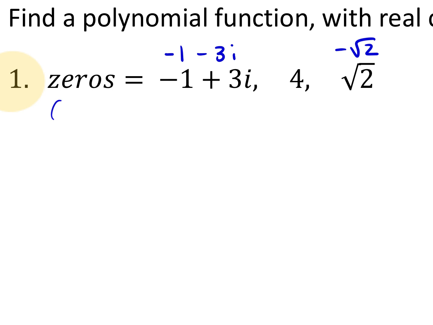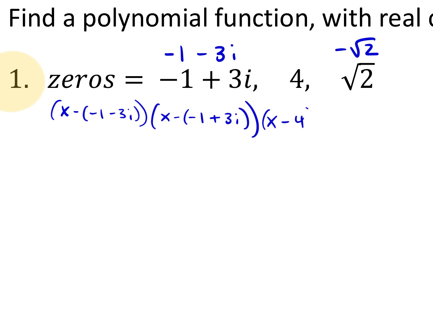So I'm going to start by writing it in factored form. Remember, it's always x minus the number. So we have x minus (-1 minus 3i), and then x minus (-1 plus 3i). Then x minus 4. x minus negative square root 2 would be plus square root 2, and x minus square root 2.